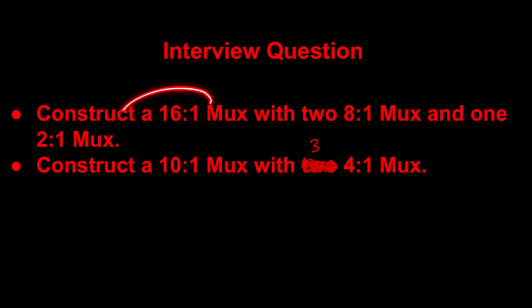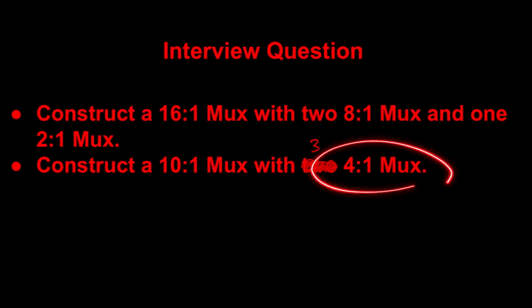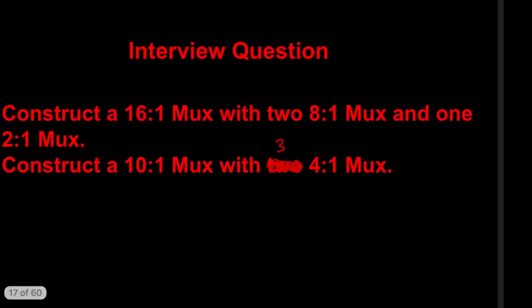So now we have to construct a 16 cross 1 mux by making use of 8 cross 1 muxes. After that we will see how we can form a 10 cross 1 mux using 4 cross 1 muxes. So we will continue with this one. Now we have to form a 16 cross 1 mux by making use of 8 cross 1 muxes. So simply 8 to 16.